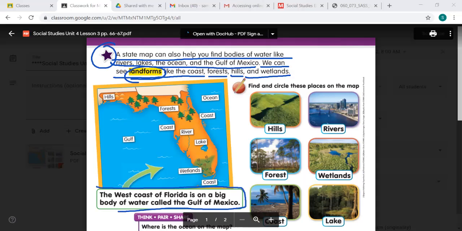All right, let's look at this label here. This says the west coast of Florida is on a big body of water called the Gulf of Mexico. So right here is a big body of water, and it's called the Gulf of Mexico. This is west. Do you remember how we had our compass rose?